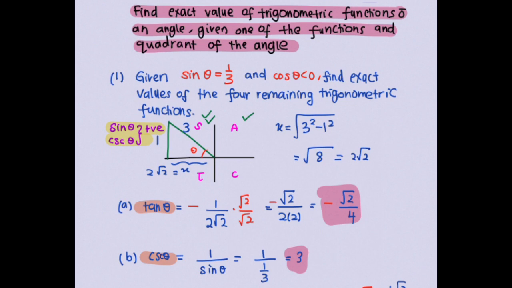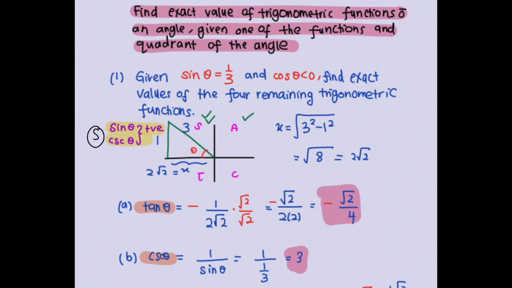Now let's see the next exercise. Find the exact value of trigo functions of an angle given one of the functions and quadrant of the angle. So given that sine theta is 1 over 3 and cos is negative. So sine is positive, so either this is first quadrant or second quadrant. And then cos is negative. Obviously, we are in second quadrant. So in second quadrant, this is the house of sine. So only sine and cosecant will be a positive sign here.